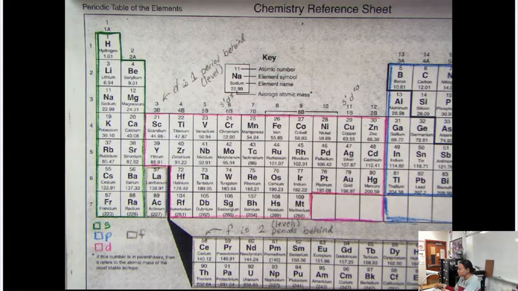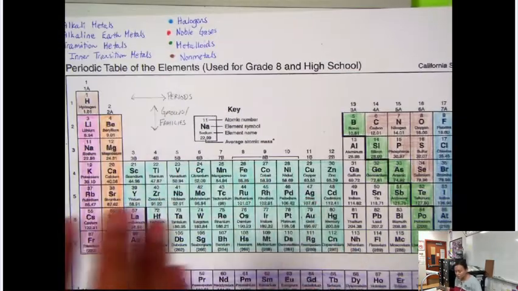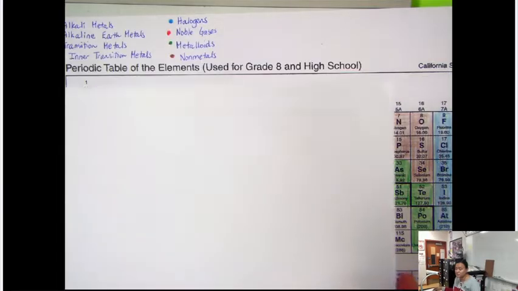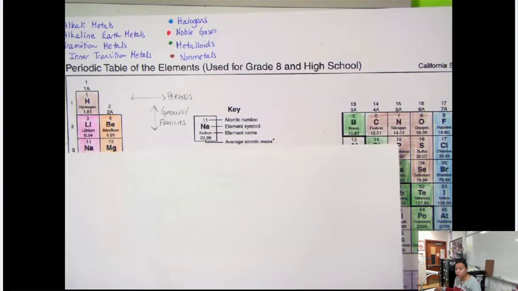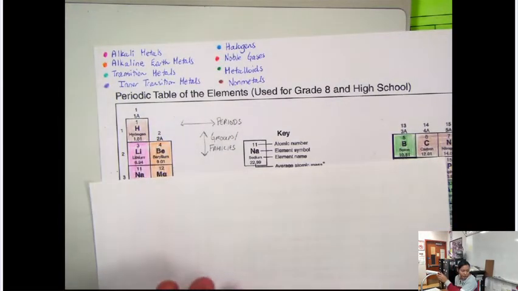identifying the element classes. So your periodic table, as far as the organization, is grouped based on properties. Elements that have similar properties, or may react similarly to other elements in reactions, are grouped together. So before we get started, what I need you to do is write this on your periodic table.